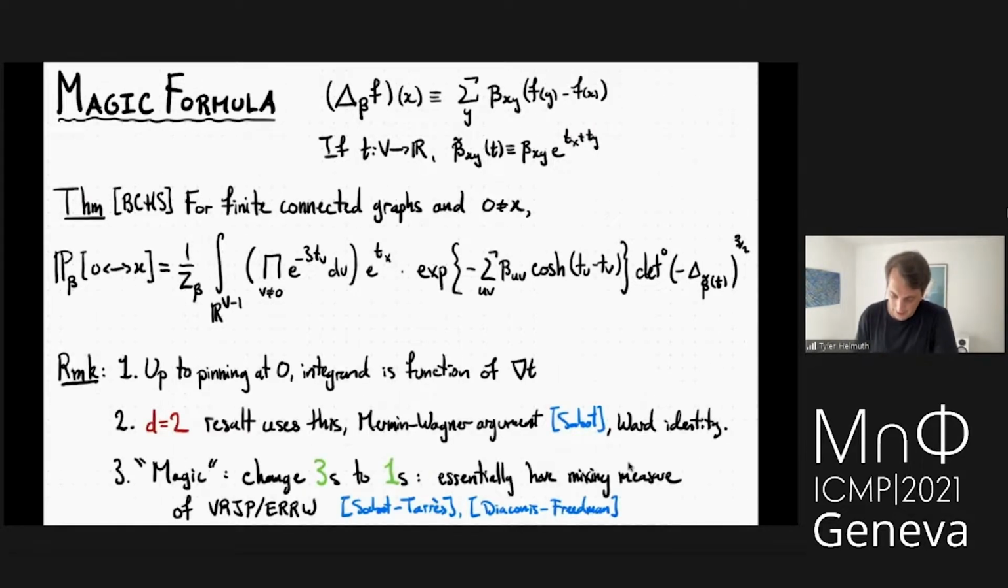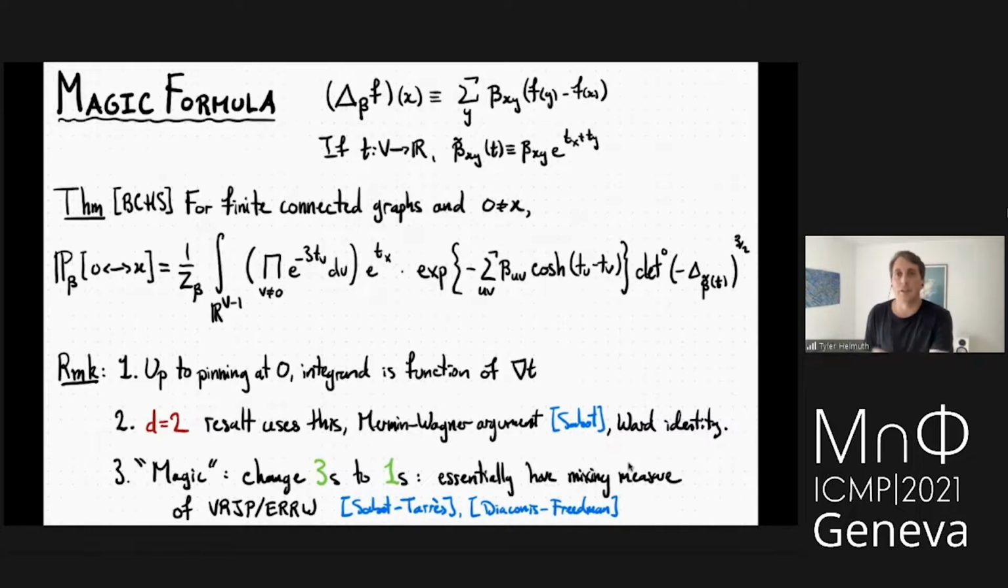Here's some other comments. The continuous symmetry is here. So up to the pinning at 0, you can absorb this factor into the determinant, and then the integrand is a function of the gradient of t. So now you have a translation symmetry of the integrand, and that's a shadow of the bigger continuous symmetry that exists.